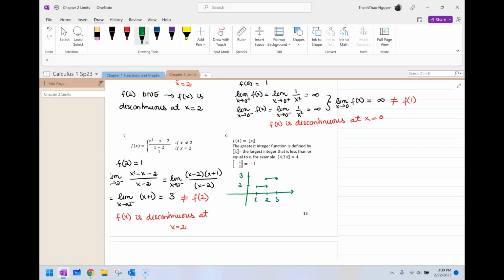So then you can see there is a jump. There's a jump. Okay, so then f of x is discontinuous on its domain. This is just a jump.